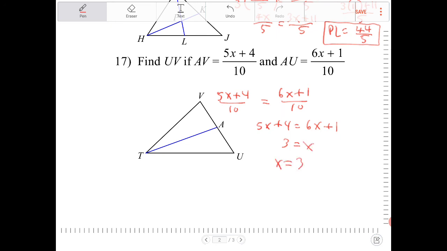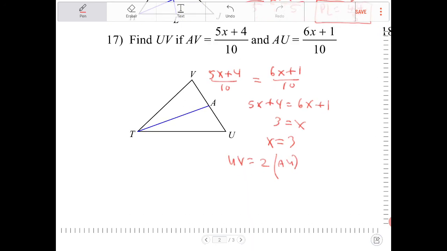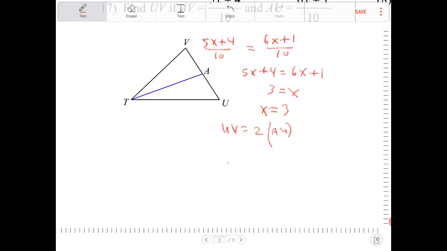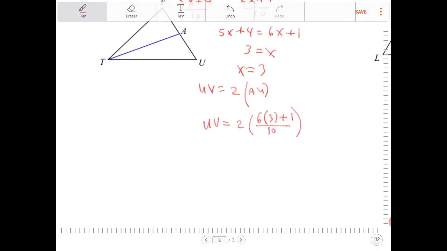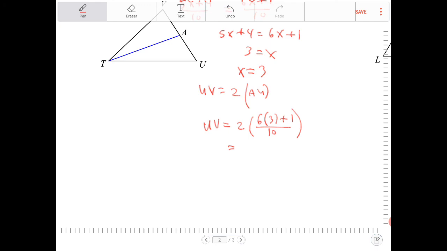And UV is going to be 2 times AU, right? So AU is 6 times 3 plus 1 divided by 10. So if I do this, I'll end up with 19/5 is UV.